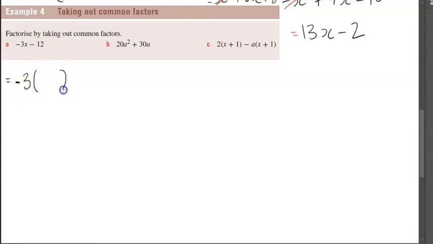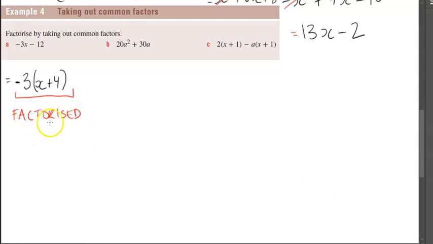Then we're just going to divide each term by what we've just taken out. So negative 3x divided by negative 3, we're just simply left with the x, and that makes sense because negative 3 times x will give us negative 3x. So we're doing the reverse process. And negative 12 divided by negative 3 gives us positive 4. So this is what's called the factorized version. This here is factorized.